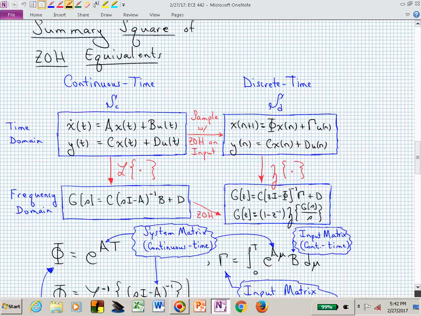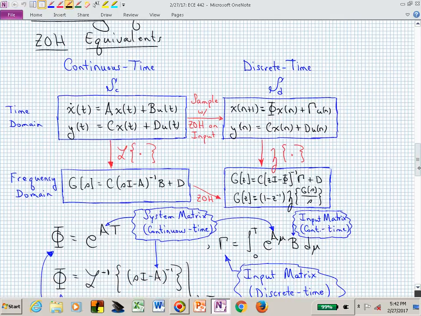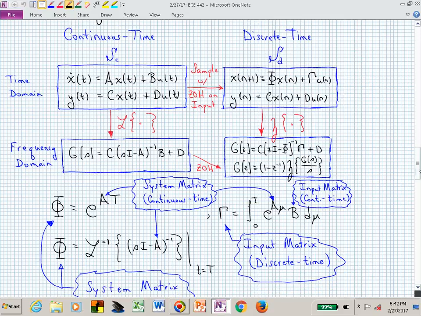If you can find this matrix exponential and substitute capital T, your sample period, into that, you will now have your system matrix for the discrete time system in a state space form, and it's a zero-order hold equivalent. This is lecture 4.3. I'm summarizing. This is 30 minutes of explanation, which I'm not going to do today, I hope.